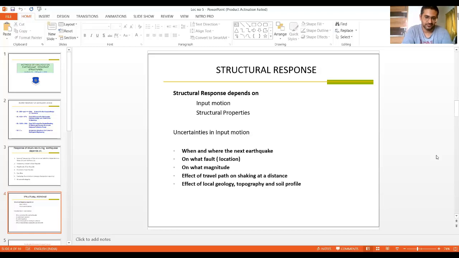Only few will be able to pass. So that will be different. That will affect the travel path also. An effect of local geography, local geology, topography, and soil profile is also going to affect the input parameters that are going to be there.